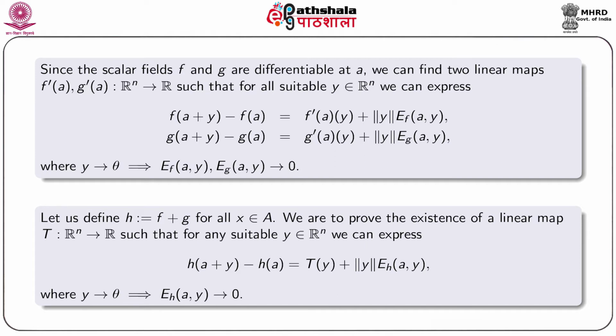Now, since the scalar fields f and g are differentiable at the point a, we can find two linear maps f'(a) and g'(a), both from Rn to R, such that for every choice of suitable y in Rn, we can express the increment of f as f(a+y) - f(a) = f'(a) operating on y + norm y E_f(a,y), and similarly g(a+y) - g(a) = g'(a) operating on y + norm y E_g(a,y).